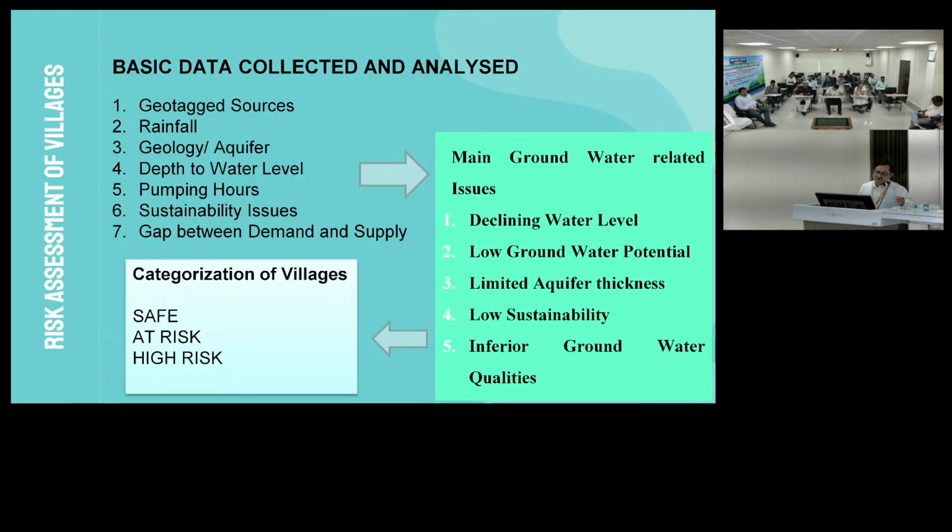When doing this risk assessment, we instructed our officers to collect this type of data. Say first geotagging of the source, then rainfall, the geology, depth to water level, pumping hours, then sustainability issues and the gap between demand and supply. The main groundwater-related issues in these areas that we have identified, combining all these studies, are declining water level, low groundwater potential, limited aquifer thickness, low sustainability, and inferior groundwater quality.